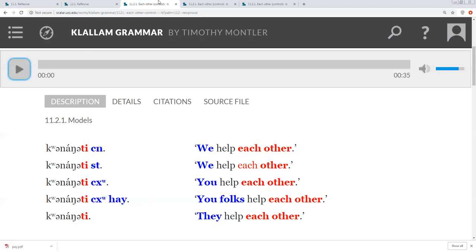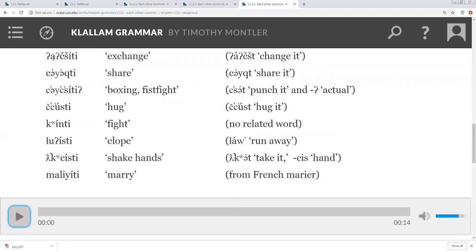These words are achiti, sayakti, saititi, chutsutsti, quinti, chuisti, chutsitsti, and maliti.